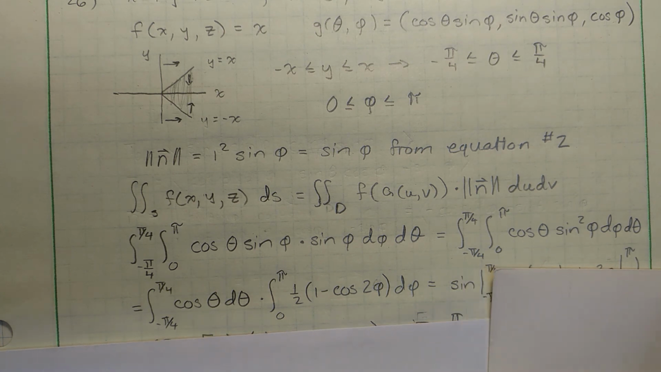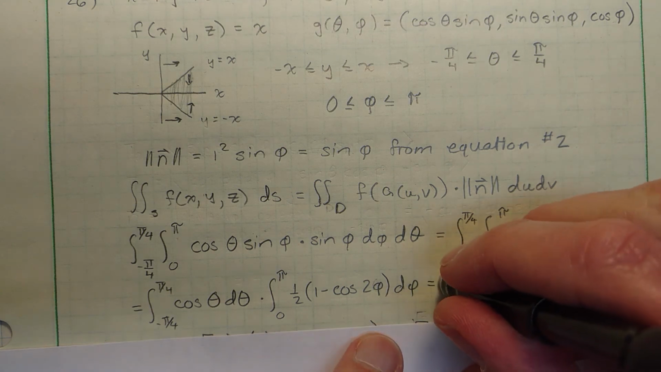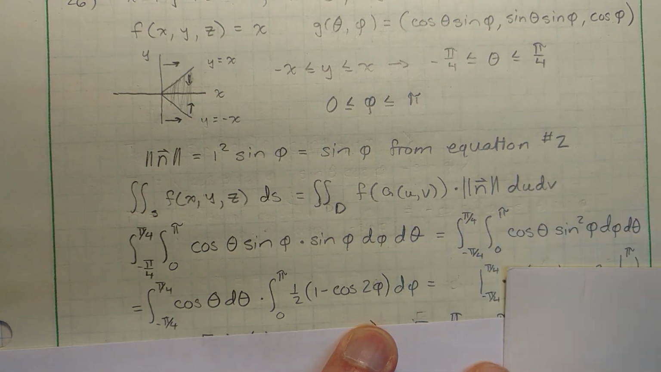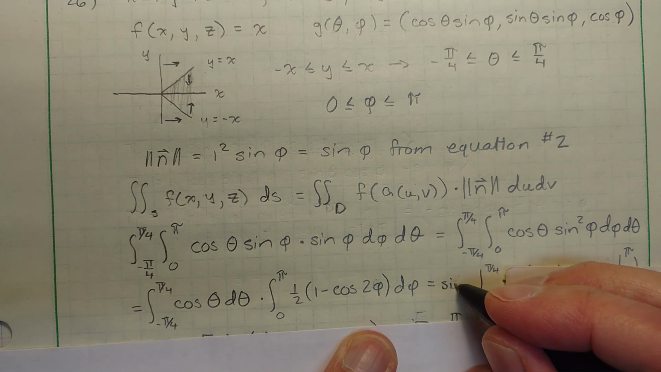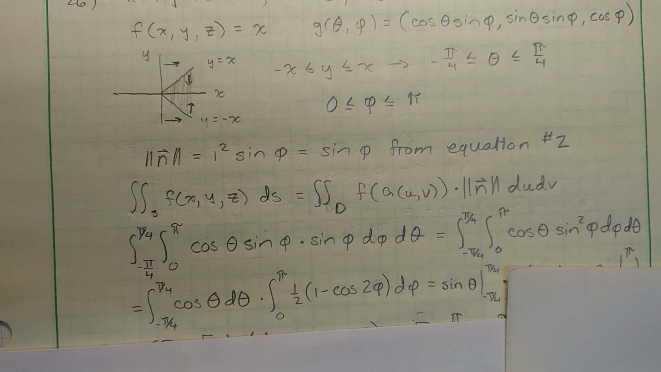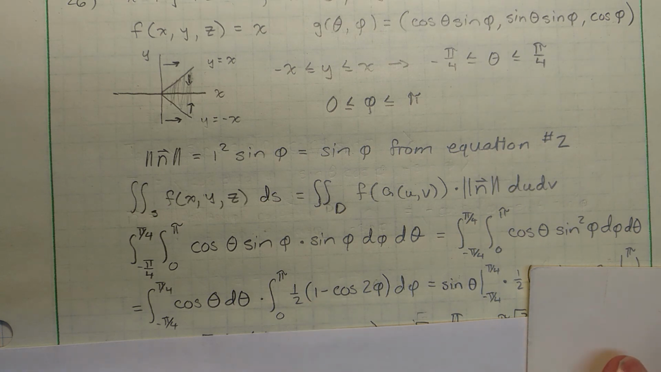So the antiderivative is the sine of theta, I forgot my sine of theta, evaluated from negative pi over 4 to pi over 4, times 1/2. And when I anti-differentiate this, I get phi, and then minus 1/2 sine of 2 phi, and that's all evaluated from 0 to pi.